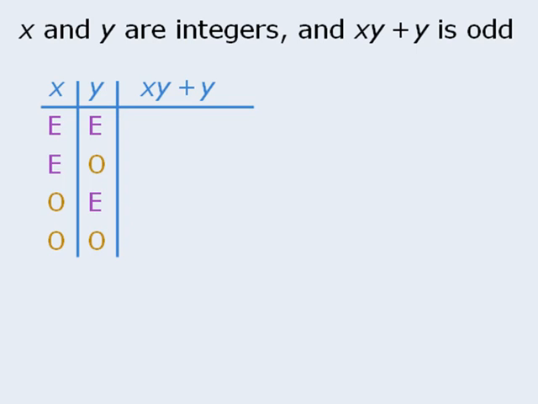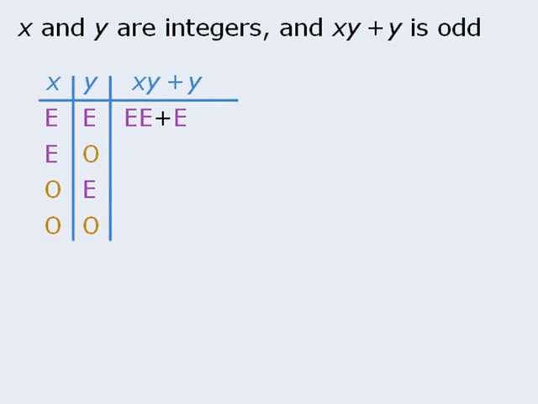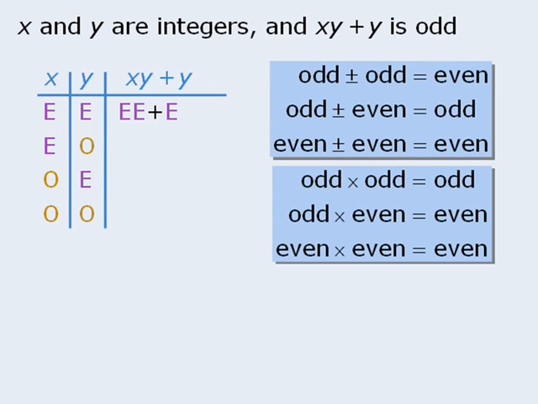So for the first case, we'll replace the x's and y's with e to show that they're both even. Now to evaluate this, we'll apply our rules regarding even and odd numbers. So in this first case, we have an even number times an even number, which is even, and then to this we add an even number, which will result in an even number. So for the first case, where x and y are both even, the expression xy plus y evaluates to be even.